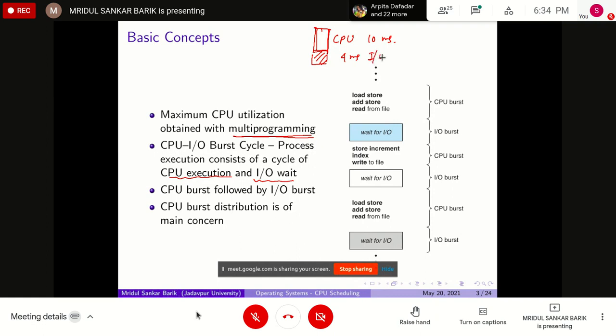Then it does again a CPU burst. So it's called CPU burst and IO burst. Say a CPU burst of 12 millisecond, followed by another IO burst of, say, 6 millisecond, and so on. The length of the CPU burst and IO burst will be different for a CPU bound job and an IO bound job, and the number of such bursts will also differ.